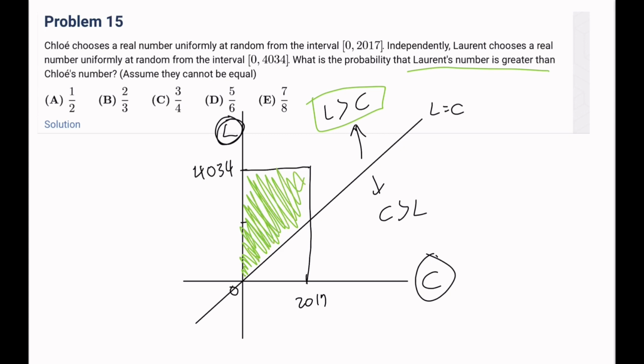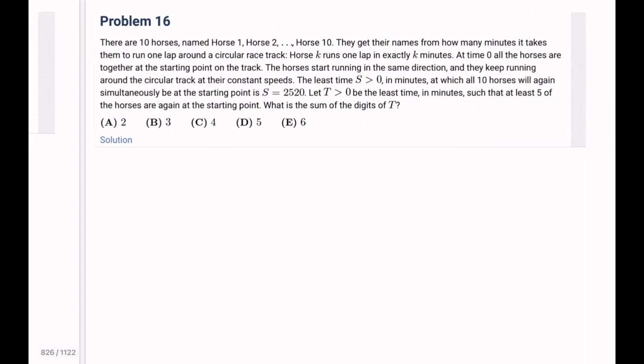And so since 4034 is 2 times 2017, then the ratios are just like 1 to 2, right? And so if we divide this into like this and this, then that gives us the easy visualization. Out of four congruent right triangles, 3 of them are the colored ones, and so we have 3 over 4, and that is the answer. It's C.